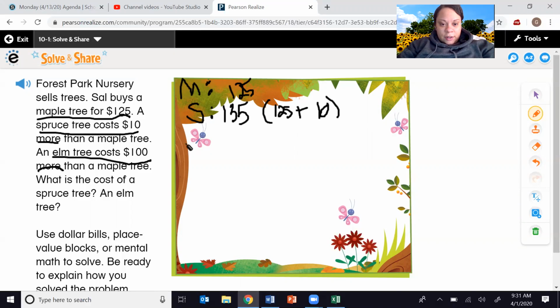All right. And then I'm going to put E for elm. And they said the elm tree costs 100 more than a maple tree. So if it costs 100 more than a maple tree, that has to be 225. Because if it says 100 more, I would have added the worth of the maple tree, which is 125, plus 100.